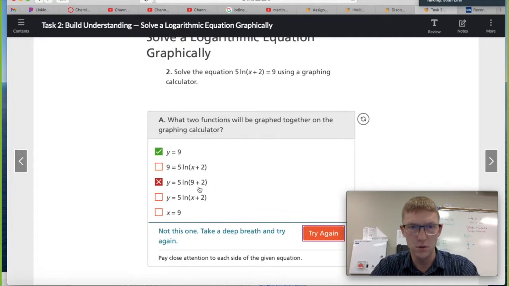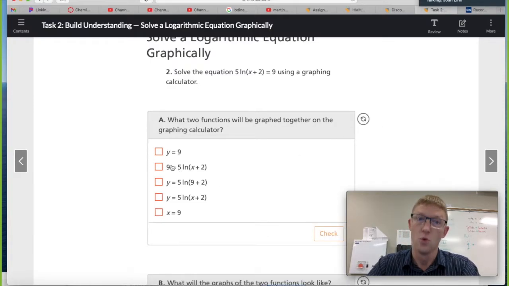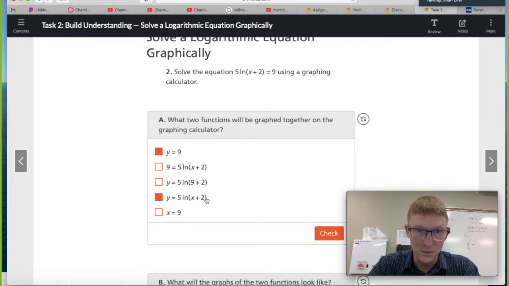What did I do wrong? Oh, duh. So that has a 9 in there. That was my bad. I love these things. Not this one. Take a deep breath and try again. Reading, it's a thing. So y equals 5 natural log of x plus 2.